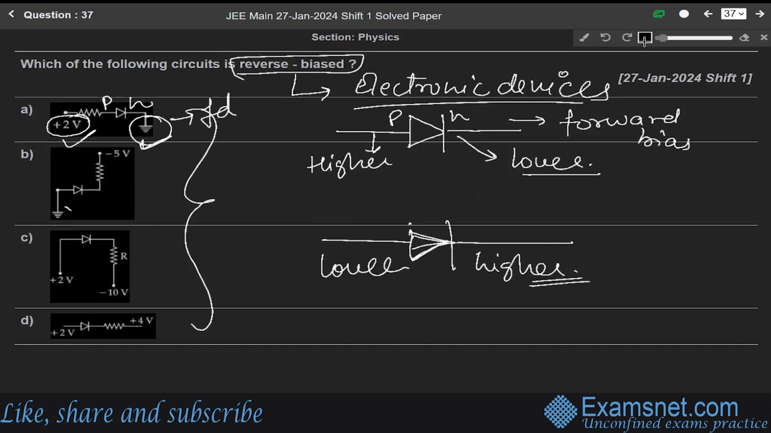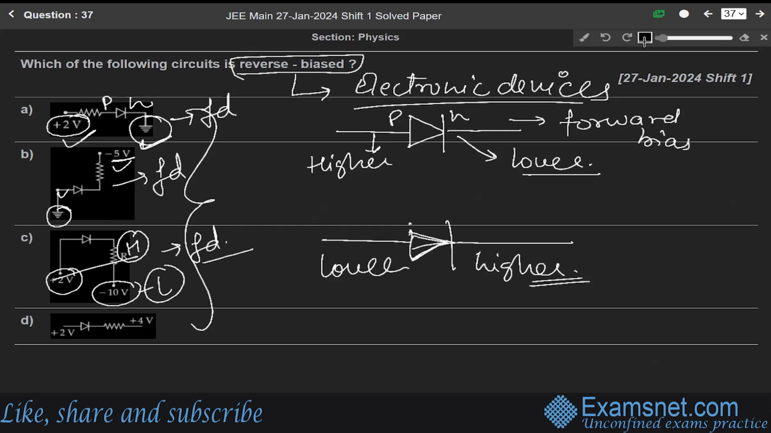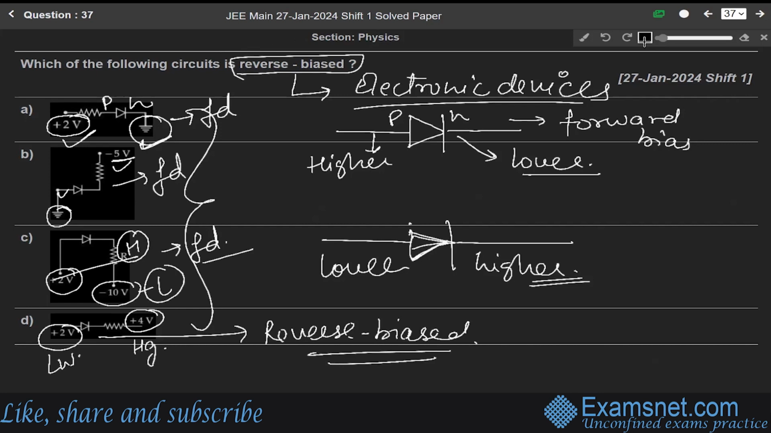In option B, this is 0 volt and this is -5 volt, means higher, lower. This is also forward bias. In option C, this is 2 volt, this is -10 volt, means higher, lower. This is also forward bias. In option D, this is 2 volt, this is 4 volt, means lower and higher. So option D is correct. This is in reverse bias state.